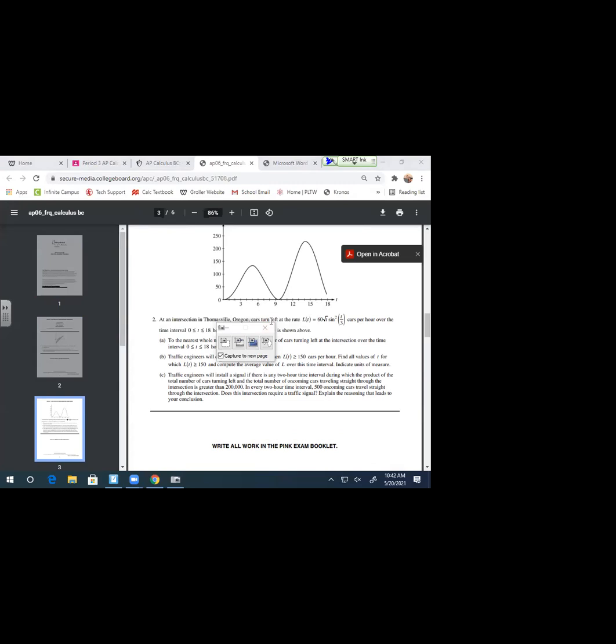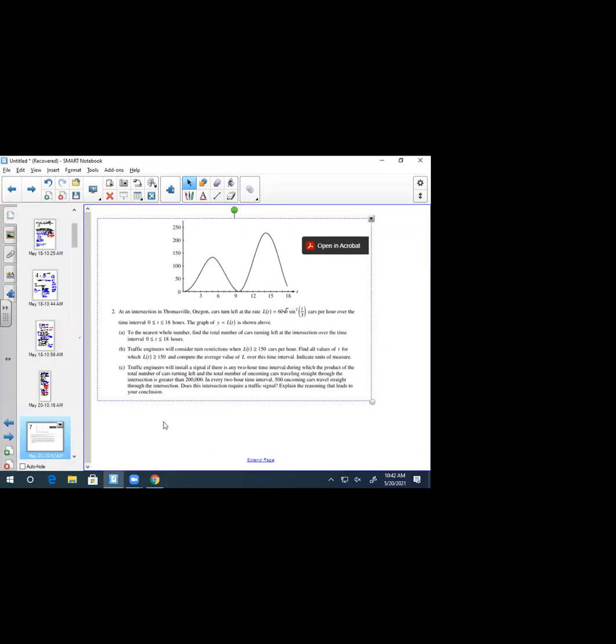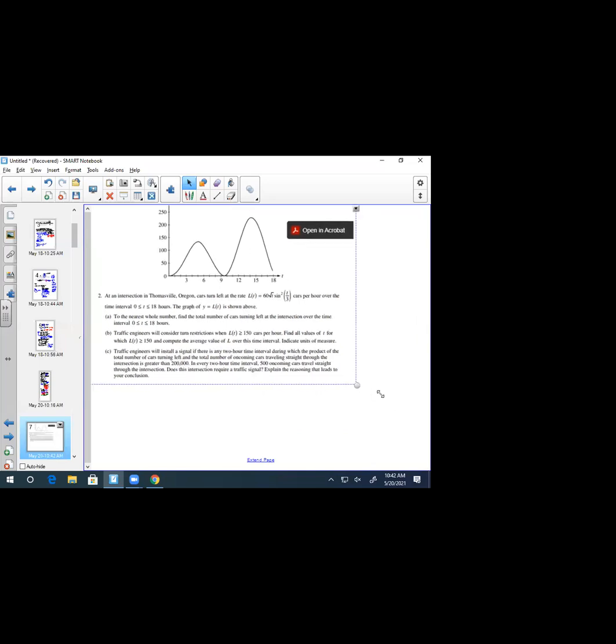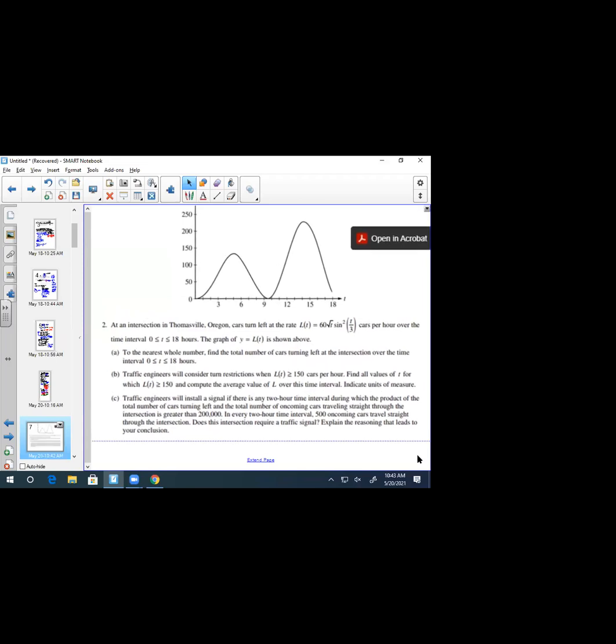This is from the 2006 AP Calc BC exam, and here's what we got going on. They give us this graph here, and it says at an intersection in Thomasville, Oregon. So there's an intersection, right? Let's say that this is the intersection from Bouquet to Centurion.